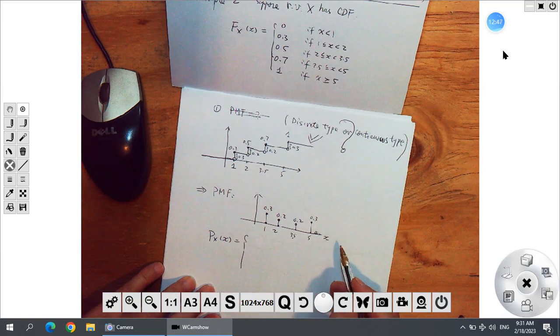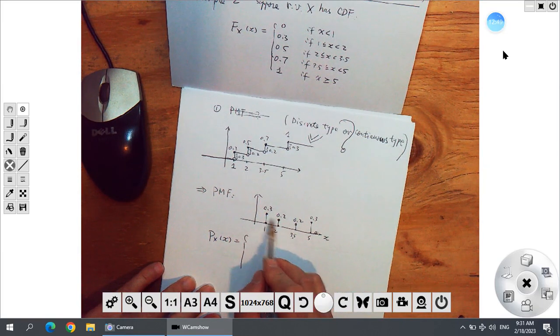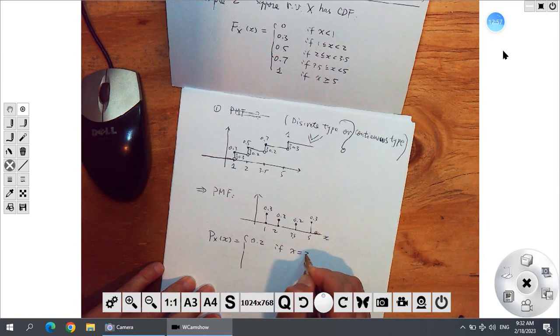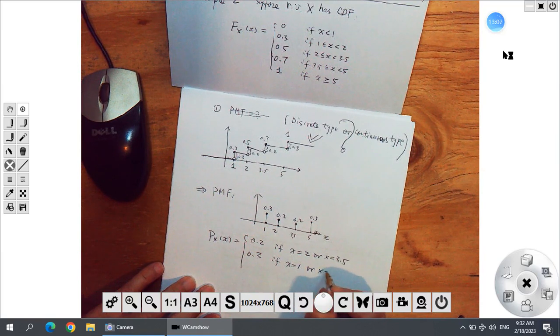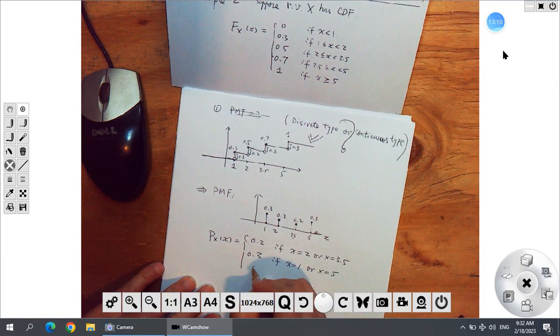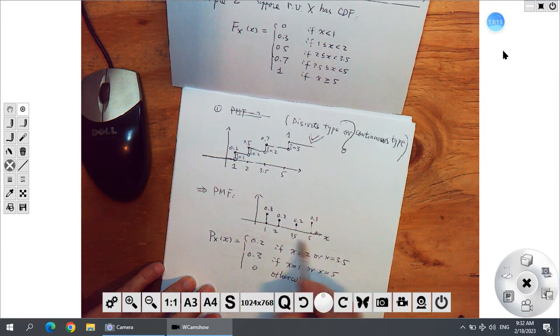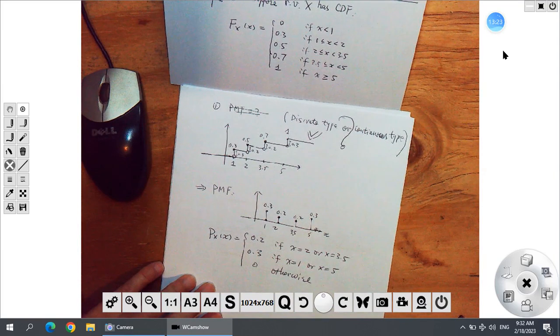Okay, this one is simple. We only have two values, right? 0.2 or 0.3. So it is 0.2 if x equals 2 or x equals 3.5. And it is 0.3 if x equals 1 or x equals 5. And 0 otherwise. Right, you choose a different x, other than these four values, like here or here, now you get 0. Okay, so this is the PMF.